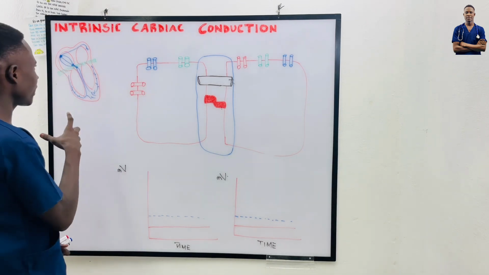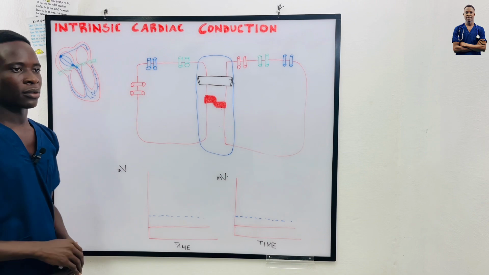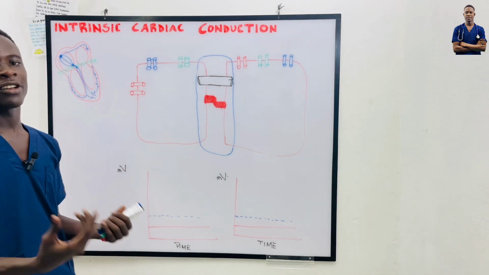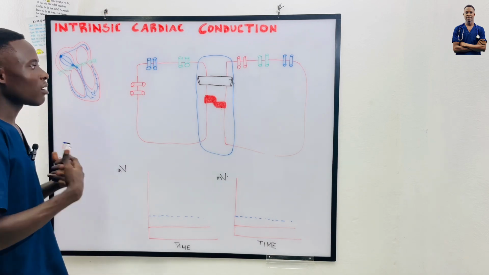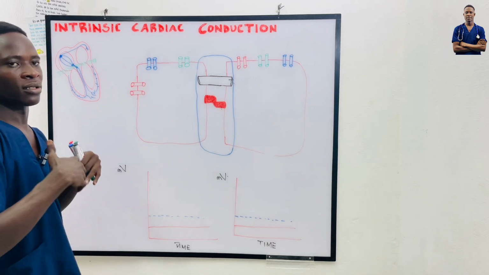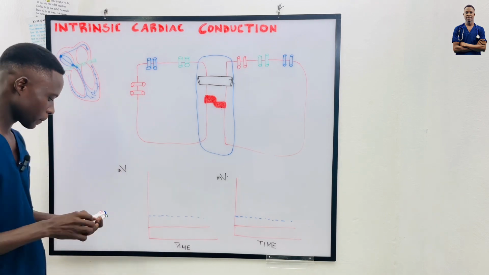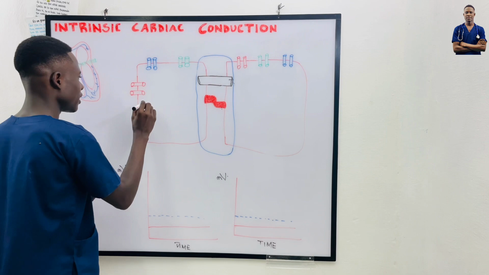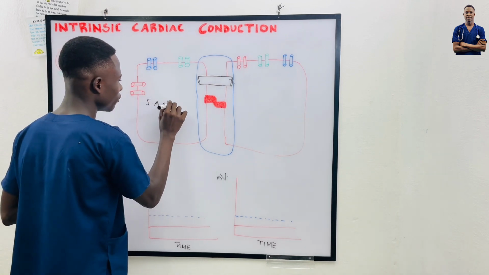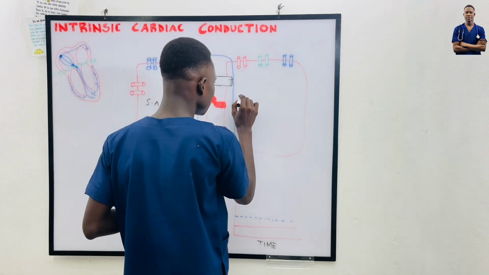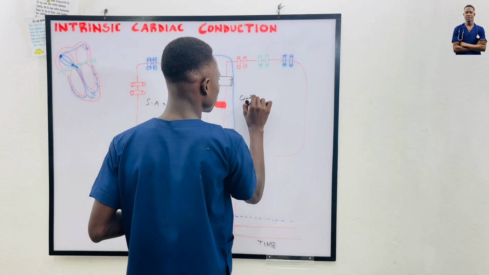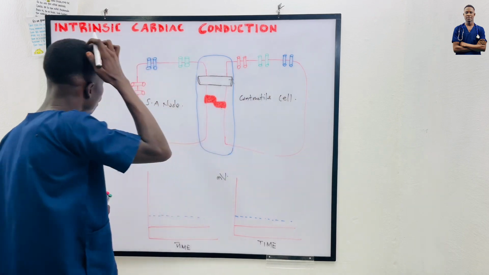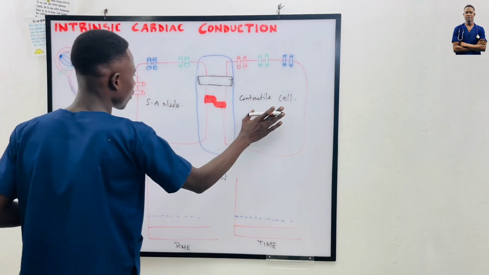Now, if you take the nodal cells, the SA node, how does it generate its electrical impulse, and how does it transmit it to the neighboring cells? Let's take this one to be our SA node, and this one to be our contractile cell.